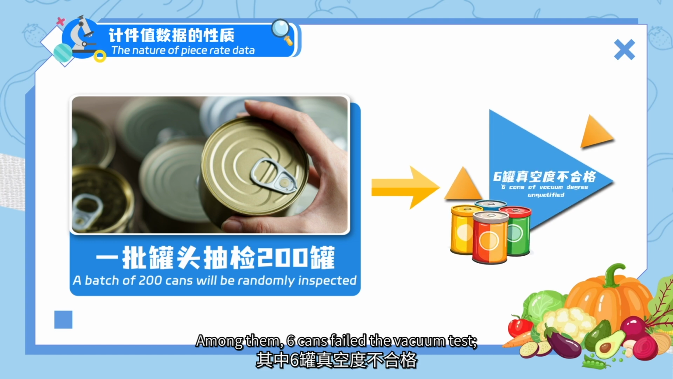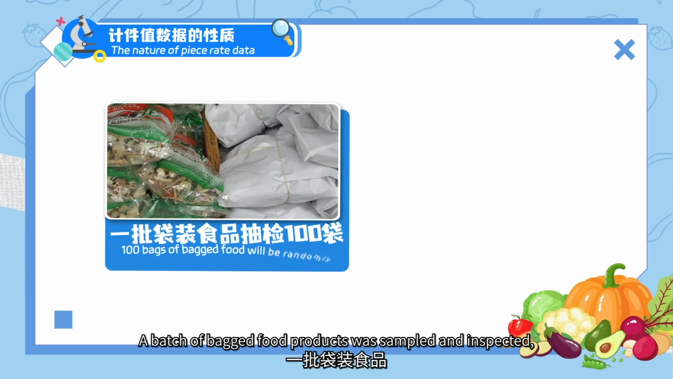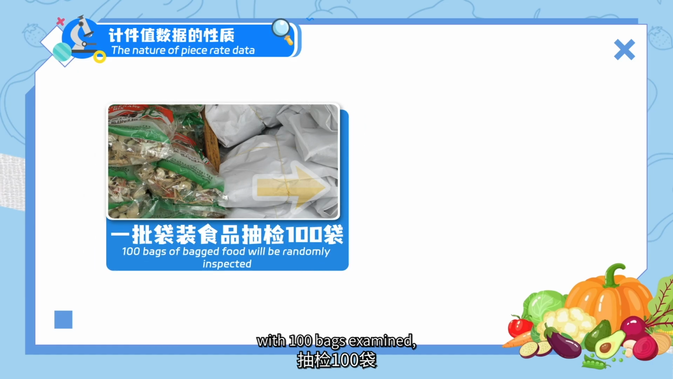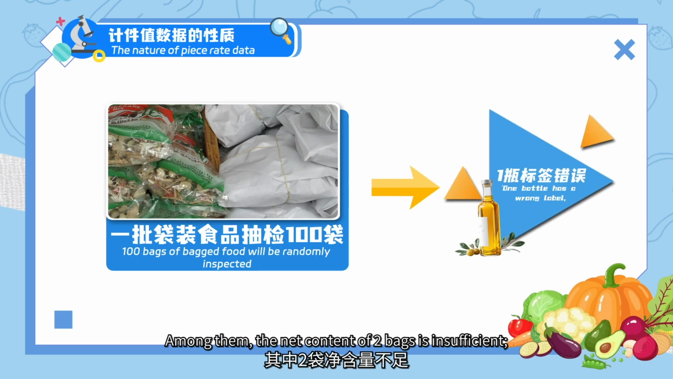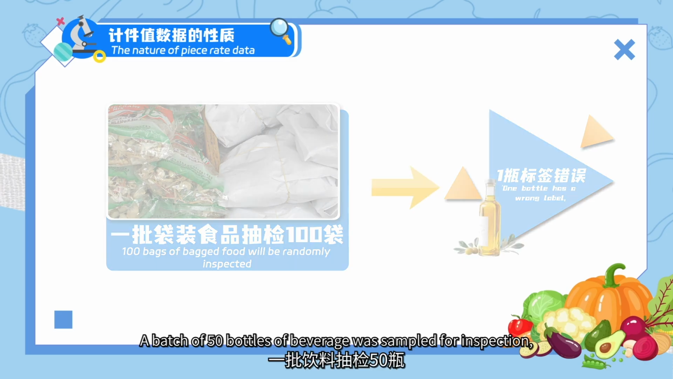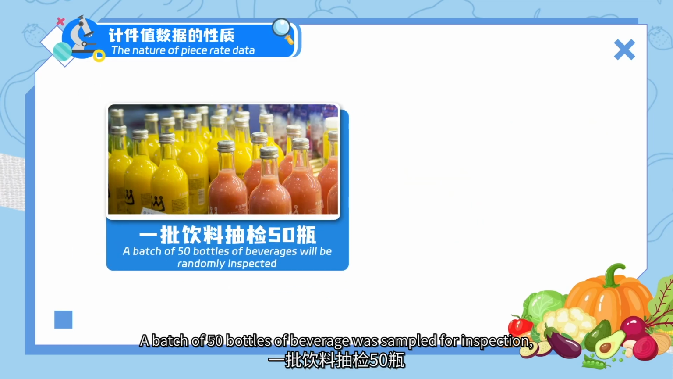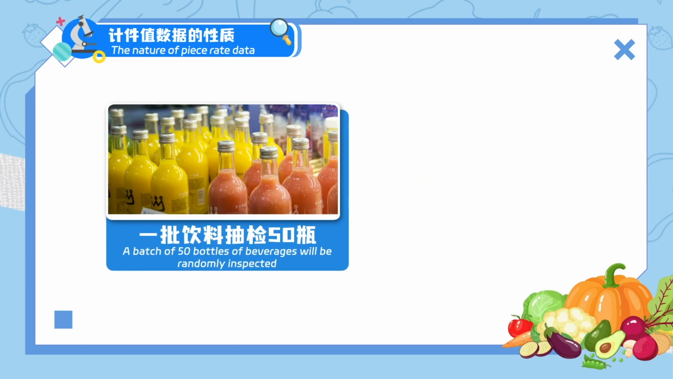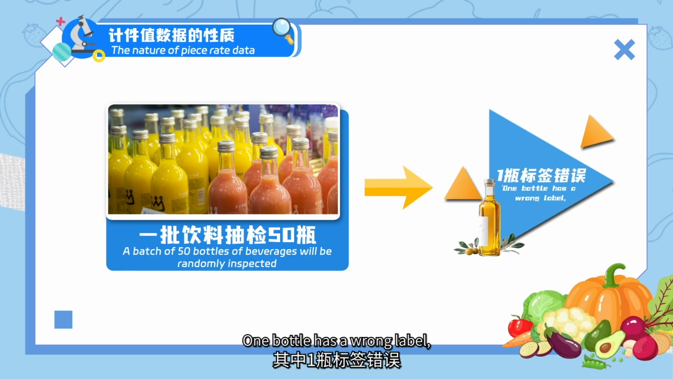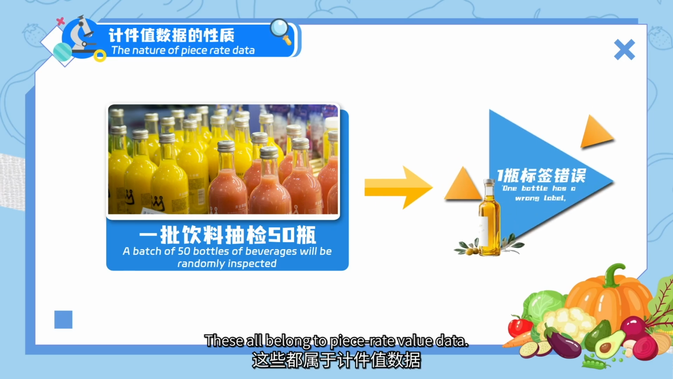Among them, 6 cans failed the vacuum test. A batch of bagged food products was sampled and inspected, with 100 bags examined. Among them, the net content of 2 bags is insufficient. A batch of 50 bottles of beverage was sampled for inspection. 1 bottle has a wrong label. These all belong to piece rate value data.